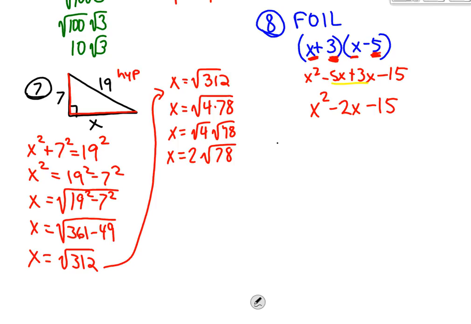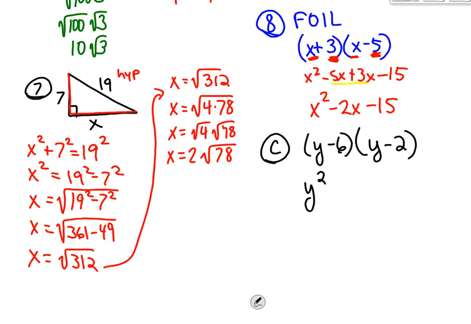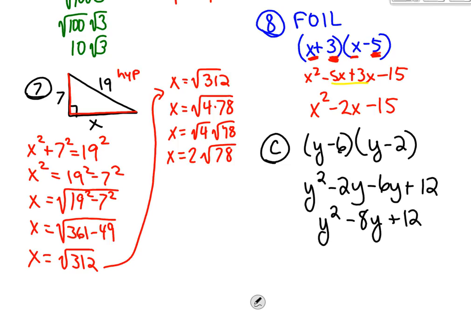Here's one more. I called it C, I'm not sure why. y minus 6 times y minus 2. And just kind of think about that. First terms, y times y is y squared. Outside terms are minus 2y. Inside terms, minus 6y. Last terms, plus 12. And then combining like terms, y squared minus 8y plus 12. If you need to pause and write anything down from there, you certainly can.